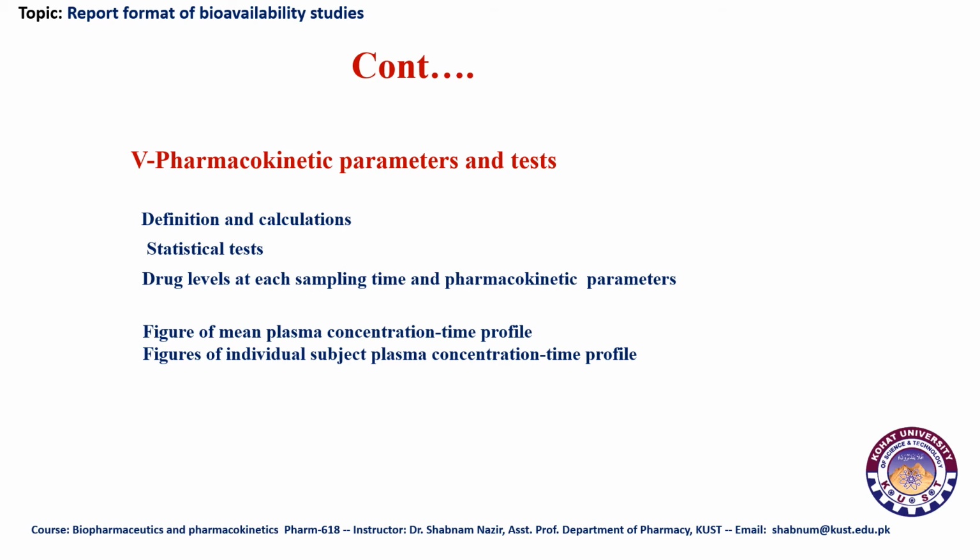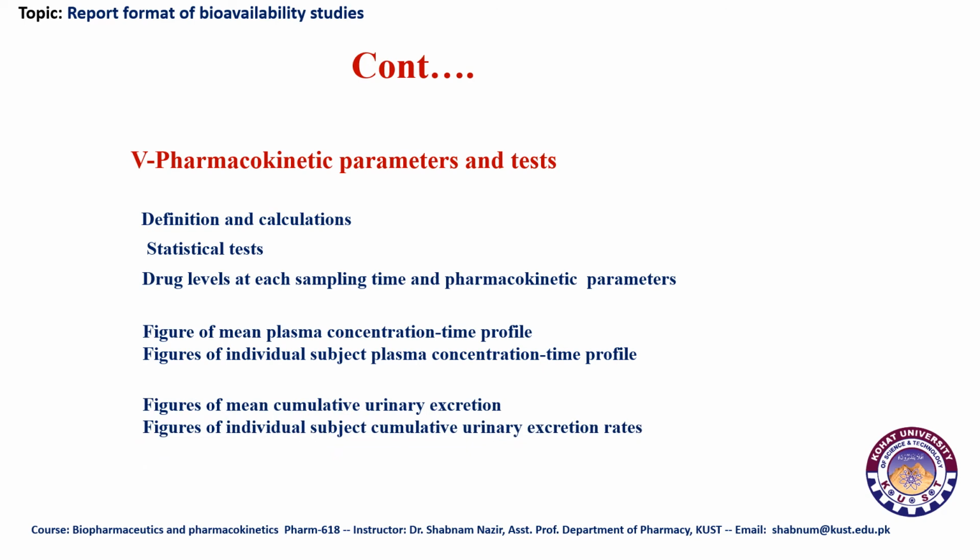So both the figures are provided, and then figures of the mean cumulative urinary excretion and figures of individual subject cumulative urinary excretion are the same thing. But the point is, if the sampling which was performed was not blood sampling but urine sampling, then the figures would be of the mean cumulative urinary excretion and the individual subjects' cumulative urinary excretion. It won't be the mean plasma concentration time profile.